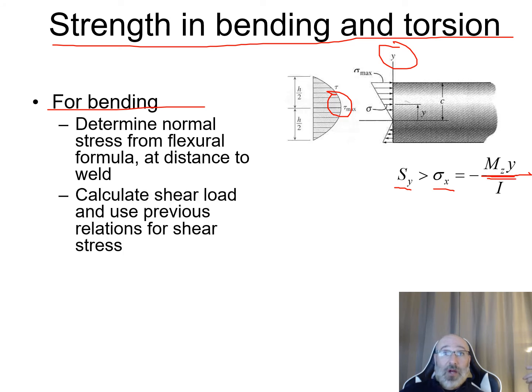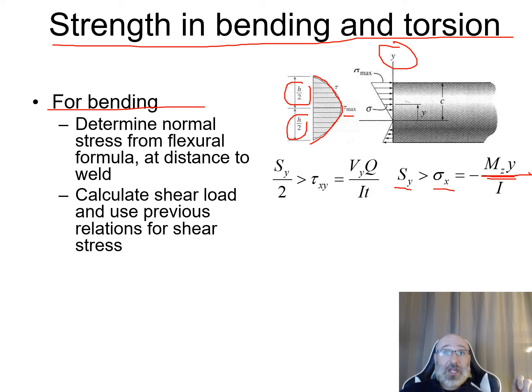So we can come over here, we take a look at this, there's our tau max. Out here, there's our h over 2, and this is our shear stress value all the way up until we get to the top right here, our peak right there at the max shear stress value. We can calculate the shear load and use our previous relationships for our shear stress.